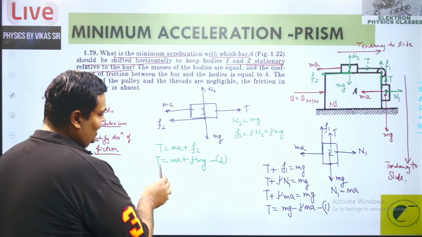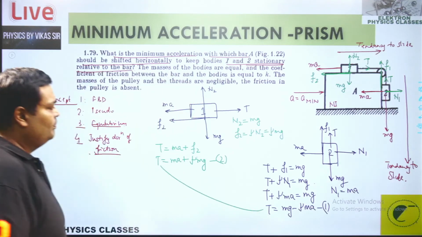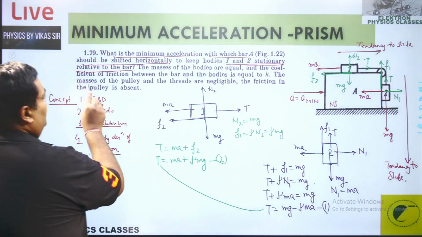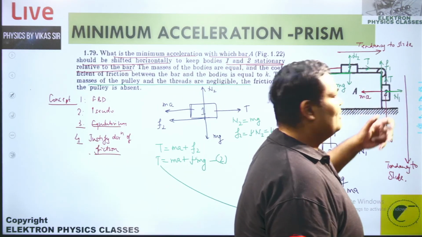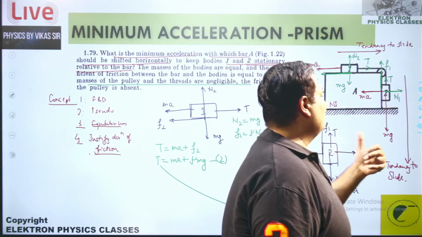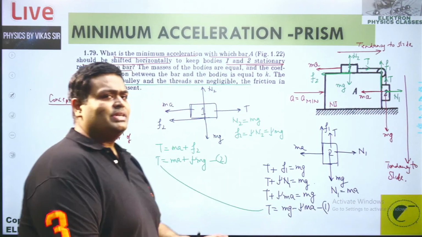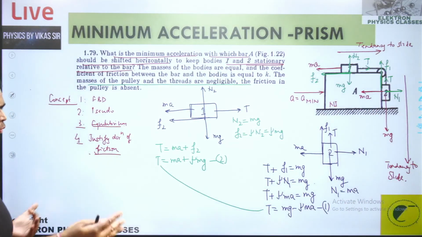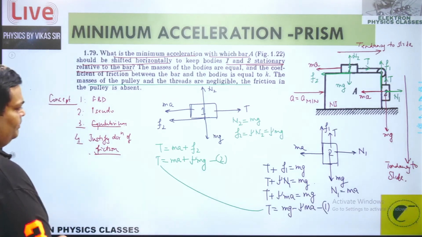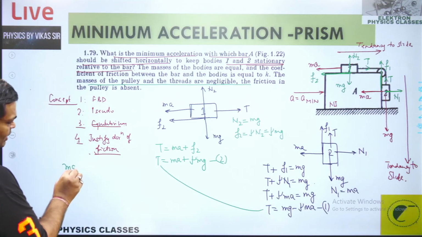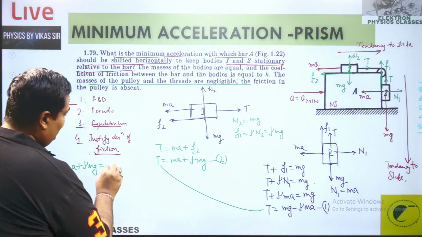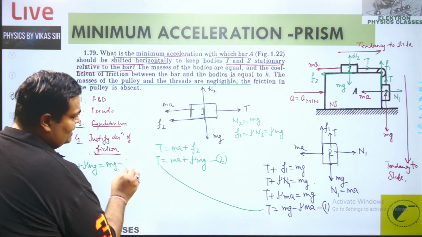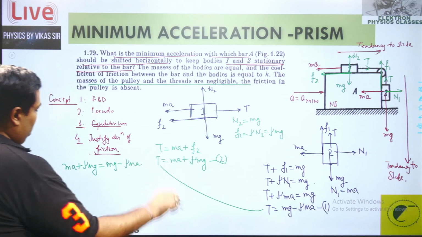And now you can equate the tensions, for which the question says the masses of the pulley and the thread are negligible. So these tensions are going to remain the same. We know that if the pulley would have had a mass, then the tensions would not be the same. But here they are the same, so we have the right to equate. So Ma plus mu mg is equal to, from there, mg minus mu Ma.